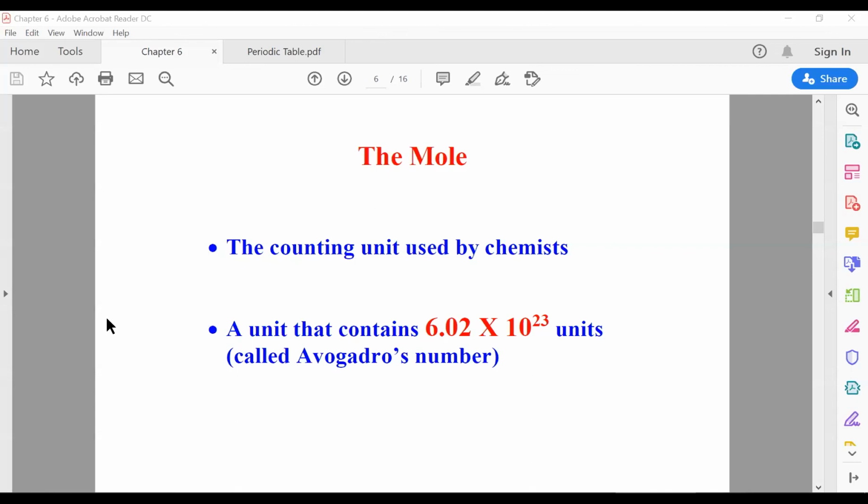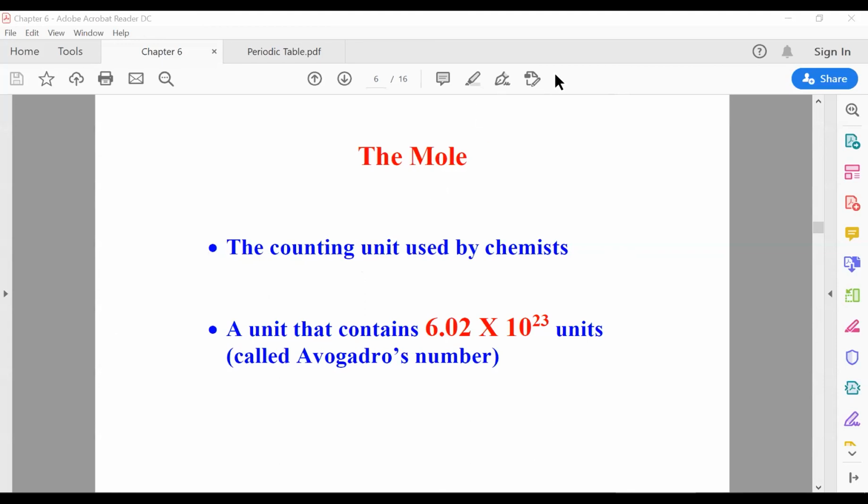The mole. You should know that the mole is the chemist's counting unit. If you go to a supermarket or a donut place, they'll ask, give me a dozen donuts. And everybody knows a dozen donuts is 12. Well, the mole is the unit instead of a dozen chemists use to count.